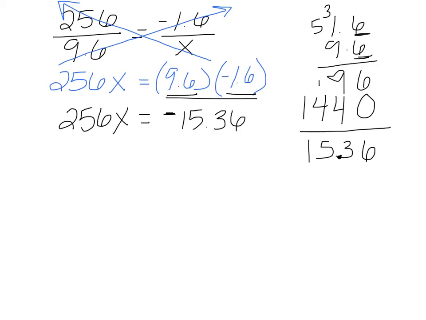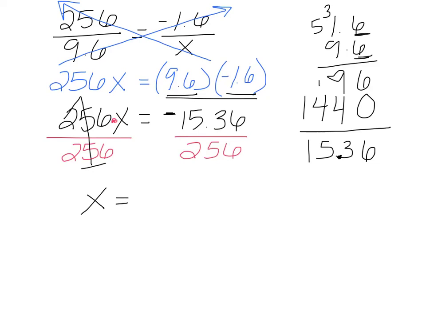Now I need to get x all alone, and this says 256 times x. So the opposite of times is to divide by 256. So I divide by 256. And I get an equivalent form of 1, so I'm left with an x is equal to, and a negative divided by a positive is a negative. Now think about this for a minute. 15 wholes divided by 256 wholes.